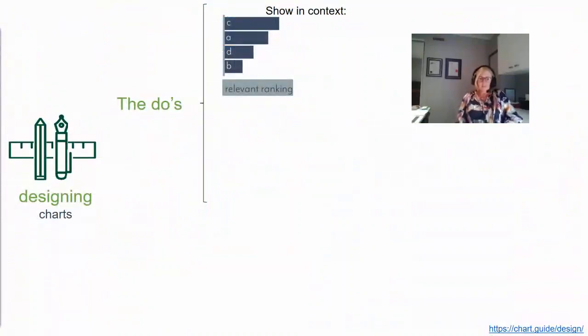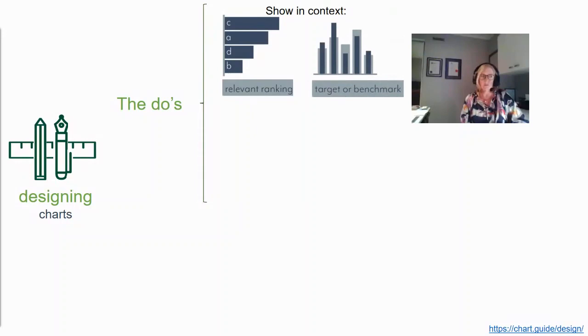So once you have chosen your graph, it's important to be attentive about the design of your graph. So here are some tips you should try to apply. The first one is show in the context the relevant ranking. Rank your data in relevant ways so the patterns and outliers become visible. For example, the category other you could place beneath. Then another one is target or benchmark. Enrich your chart with targets or benchmarks to give the values more meaning. Here you can see this with the gray columns behind.